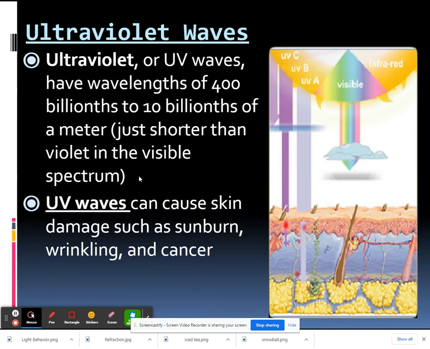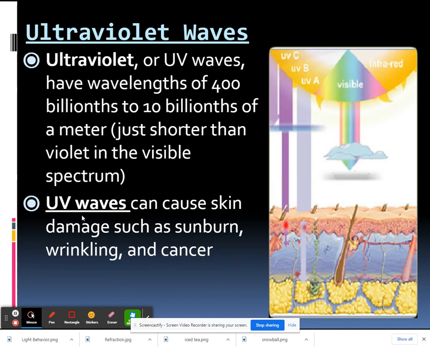So ultraviolet waves are just shorter wavelength, higher frequency than visible light. And these are the things that we try to protect against in excess on our skin by wearing suntan lotion and not being outside with exposed skin for too long, because overexposure to UV, by the way, UV is the abbreviation for ultraviolet. Overexposure to ultraviolet waves can cause skin damage as mild as sunburn, but as severe as cancer. Skin cancer is caused by ultraviolet waves.